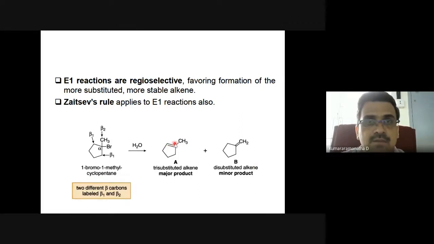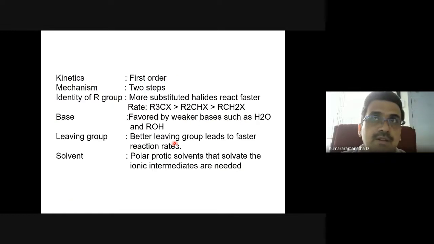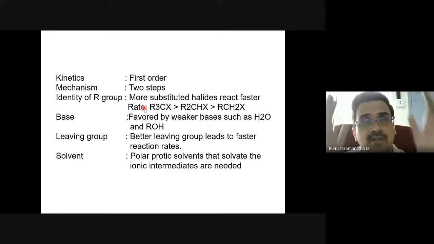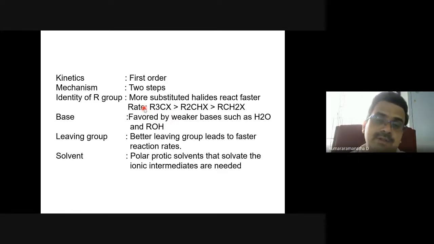It will be major product. Yeah? So Zaitsev's rule applies well for E1 reactions. So what is the take home message is, E1 reactions follow first order, and you involve here two steps. First step is carbocation formation, then after that you remove the halogen bonds accordingly. So here also more substituted halides will react faster, and you have bases like water and alcohols, they will drive the reaction better.